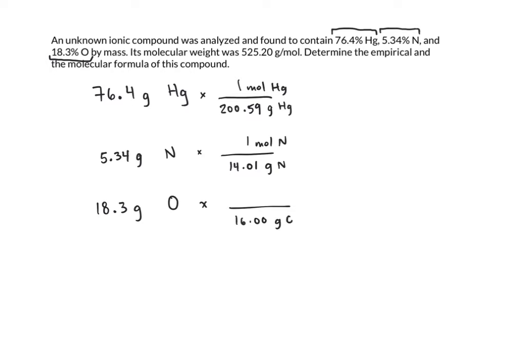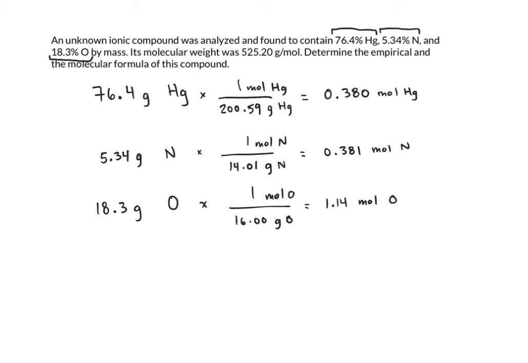With all of this, we can simply punch numbers into a calculator and come up with corresponding mole quantities of mercury, of nitrogen, and of oxygen. To 3 significant digits, we end up with 0.380 moles of mercury, with 0.381 moles worth of nitrogen, and with 1.14 moles worth of oxygen.